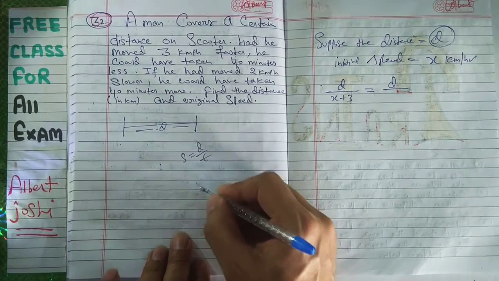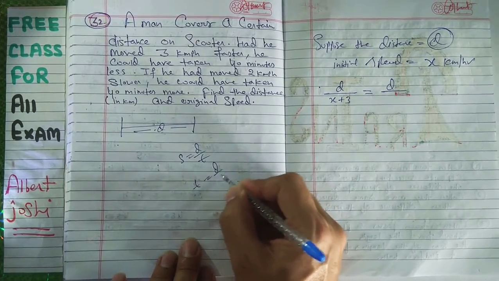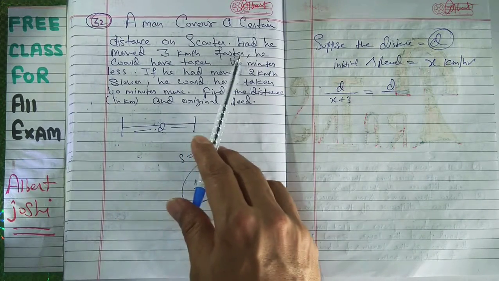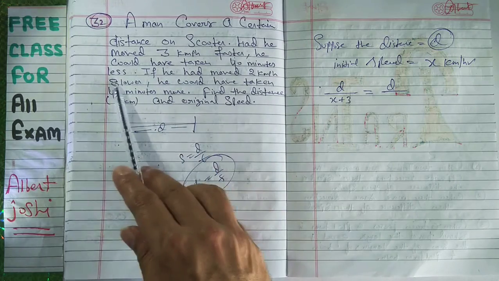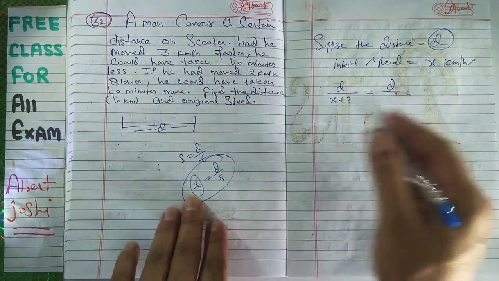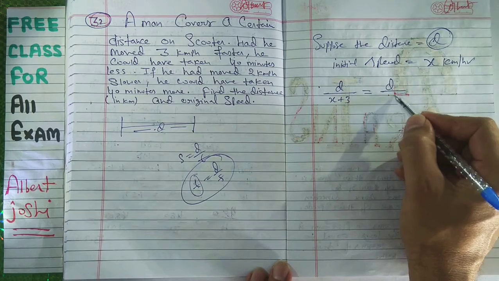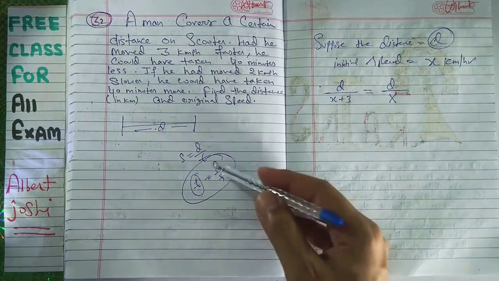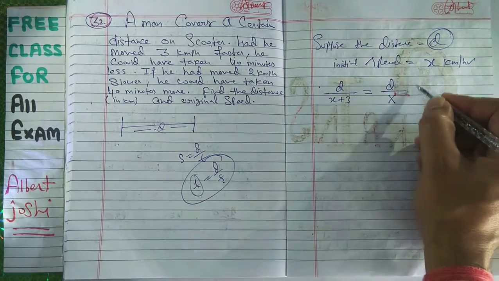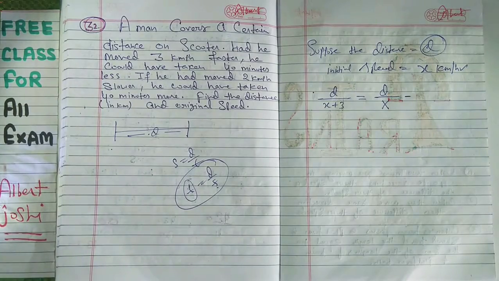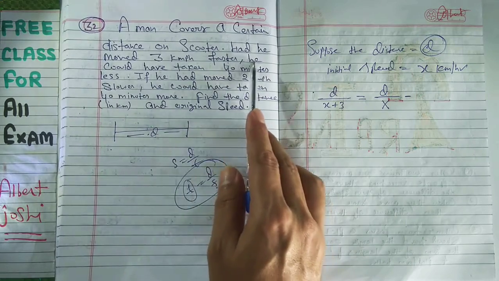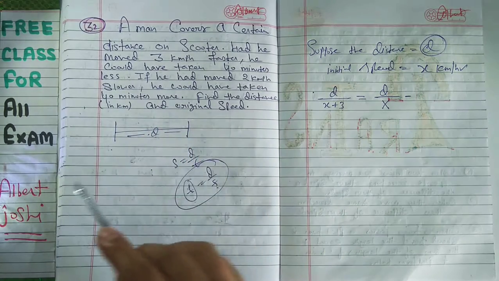Speed is equal to distance upon time, so time is equal to distance upon speed. What is written here: had he moved 3 km per hour faster, he would have taken 40 minutes less. So the time is d upon x, which is the distance and usual speed, and we subtract 40 minutes, because in this condition he would have taken 40 minutes less.